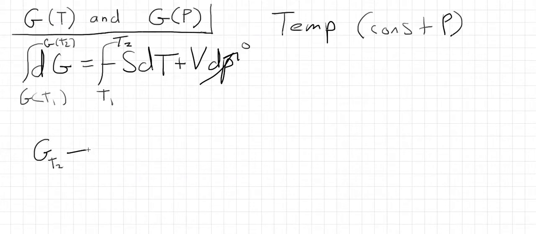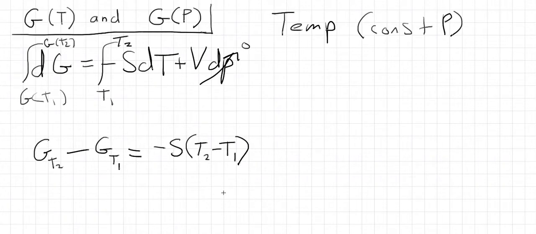at T2 minus G at T1 is equal to, well, at this stage we have to stop and say, is entropy constant? If it is constant, we could pull it outside the integral and we would just get the entropy times the temperature difference. If we had a situation where the entropy changed significantly over the temperature, we'd actually have to plug in some sort of expression for temperature. We actually covered how entropy varies with temperature in the earlier half of this chapter. So that covers temperature for small changes in T.